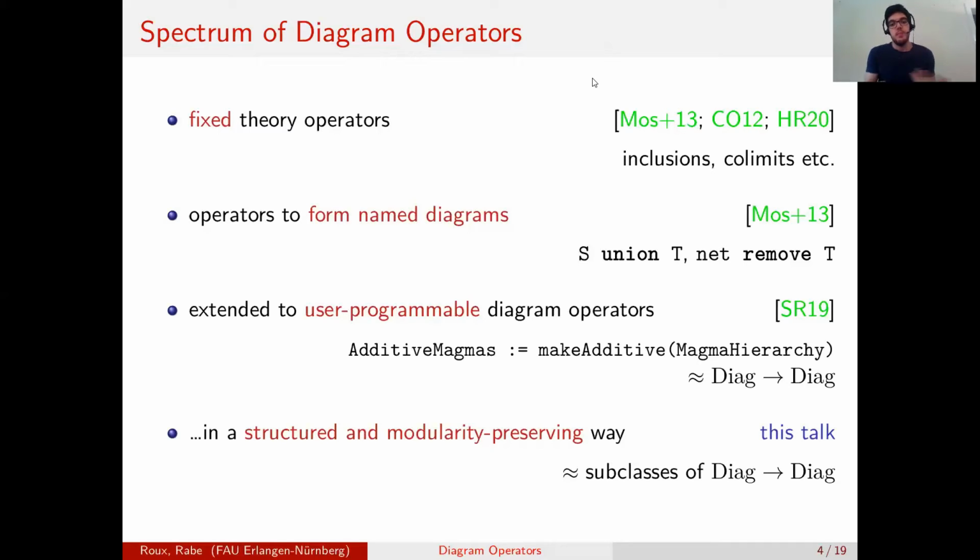So that also fits in our general research program of achieving modularity. Right, and in this talk, we're going to classify abstract properties of such diagram operators to ease specification and implementation overall.